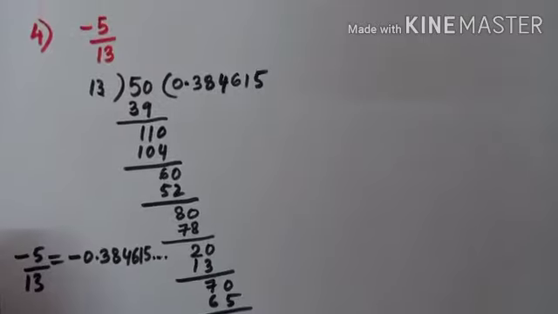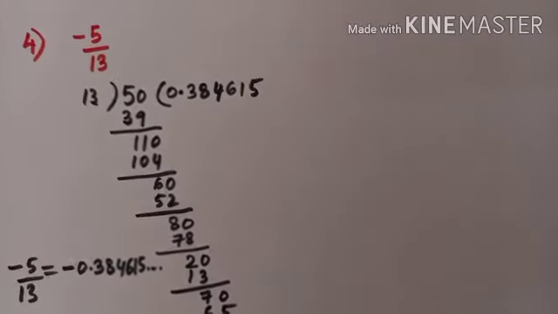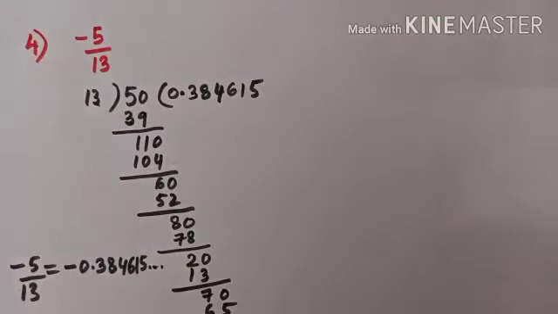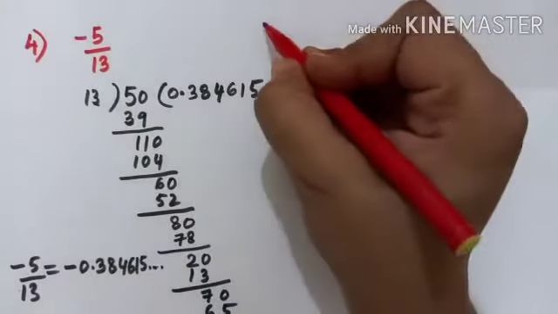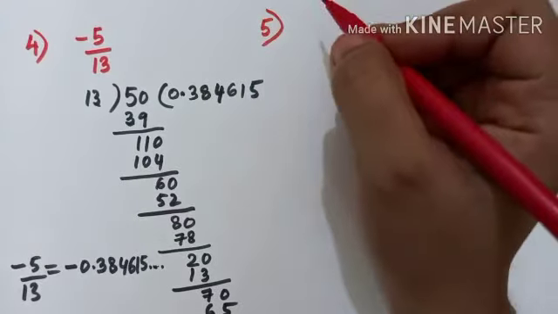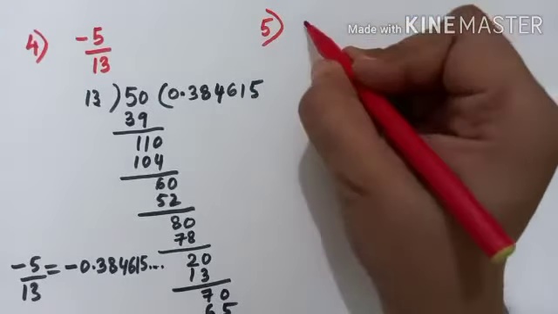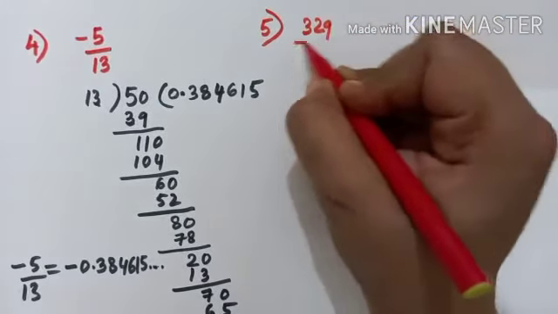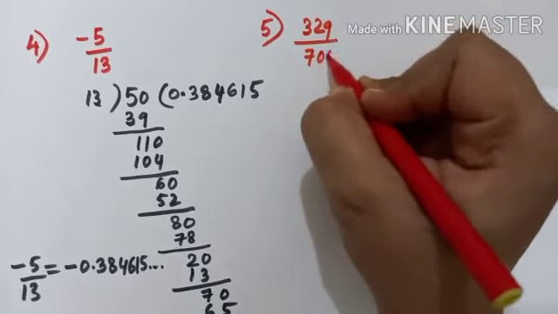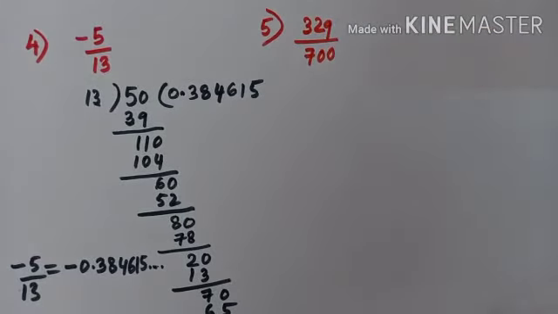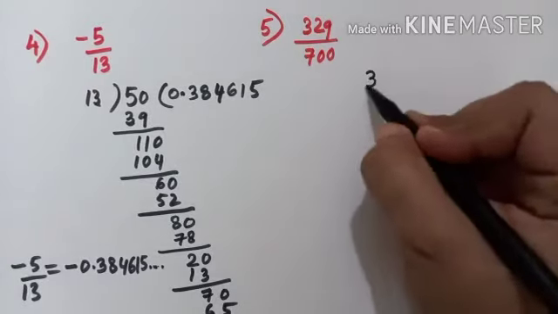So enough. You can now stop doing. Okay, so now I hope you understood. So the next problem is the fifth one. You need to find the decimal representation of 329 divided by 700. Okay, so 329 divided by 700.